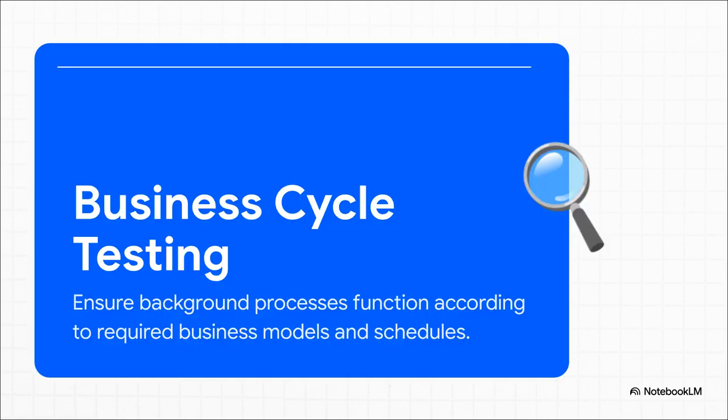Now, this one is fascinating because it's a type of testing for things that happen when you're not even there. It's called business cycle testing. A lot of the most important software jobs aren't triggered by a user's click, but by the clock. Think about an end-of-month report that runs automatically or a daily sync. This testing makes sure those critical automated jobs run perfectly, right on schedule.